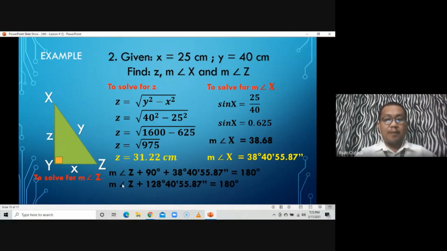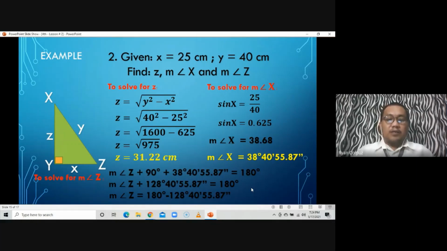So, measure of angle Z is equal to 180. Kasi move natin yung 128 degrees, 40 minutes, and 55.87 seconds to the right side, magiging minus yon. So, 180 degrees minus 128 degrees, 40 minutes, 55.87 seconds. So we'll come up with the answer, which is measure of angle Z equal to 51 degrees, 19 minutes, and 4.13 seconds.